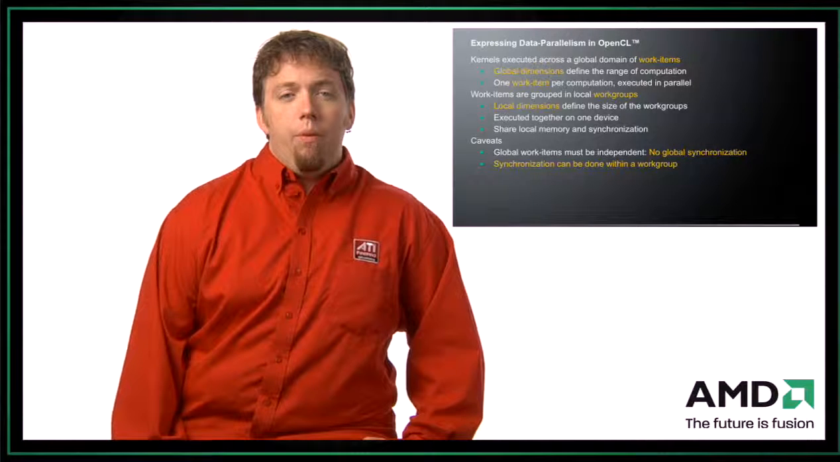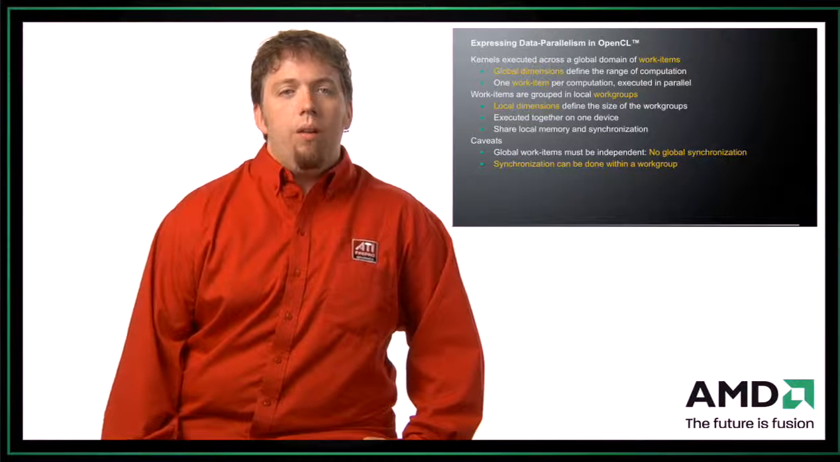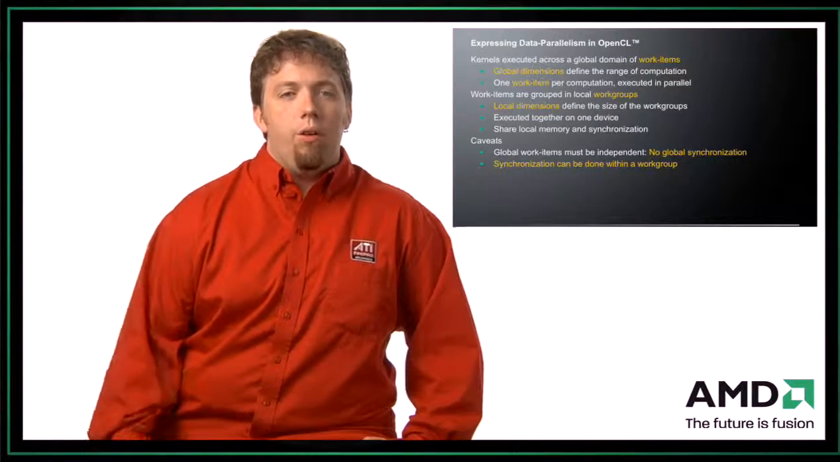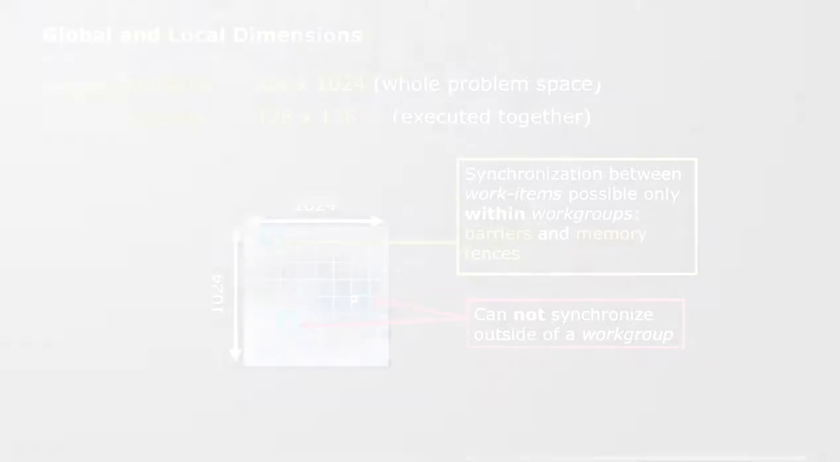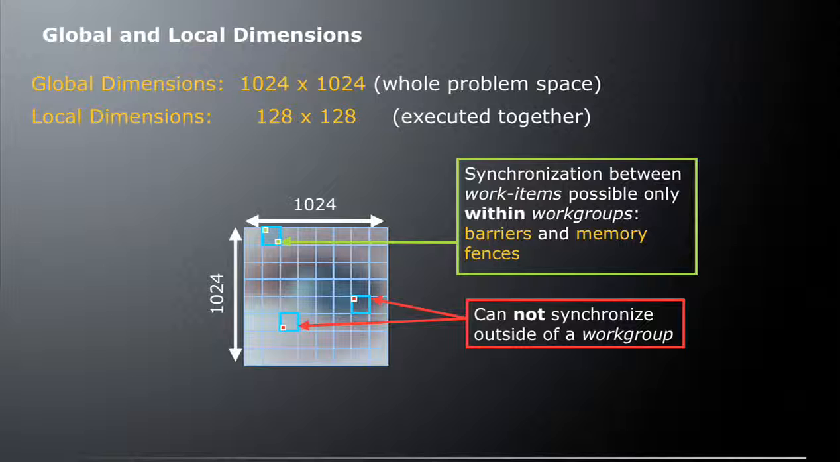Synchronization can only be done within a work group, and if you want to synchronize on a global scale, you have to do that on kernel boundaries. So let's look at these global and local dimensions a little bit further. Let's say we're going to process an image, and that image is again 1024 by 1024. So that's the whole problem space of this image that we're processing. So again, 1024 by 1024 will be the global dimensions of our problem. And in this case, let's say we've decided that our local problem size should be 128 by 128.